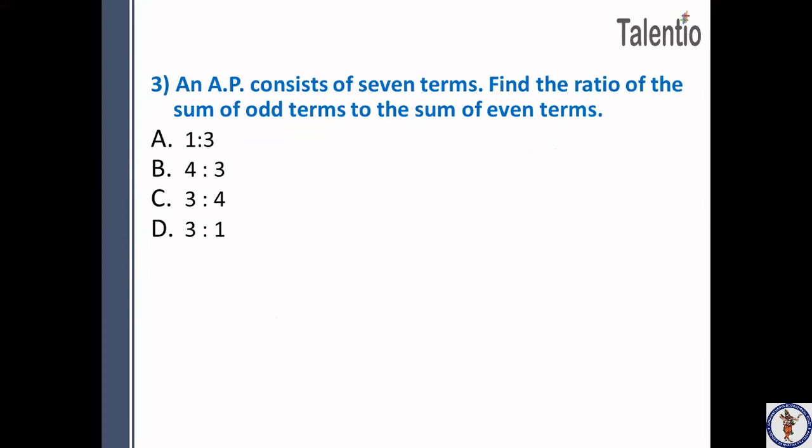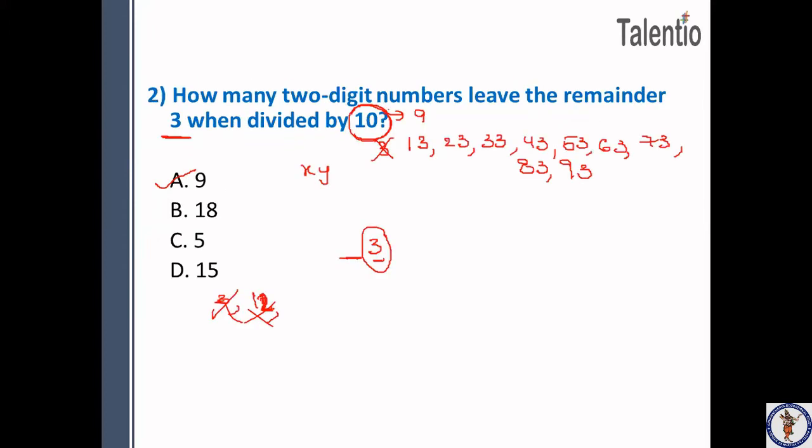Which question, Anuj? The previous question. The previous question is very simple. How many two-digit numbers are there that leave remainder 3 when divided by 10? Voice was not clear. Okay. So they are asking when divided by 10. So divided by 10 and remainder 3 means obviously the number should end with 3.